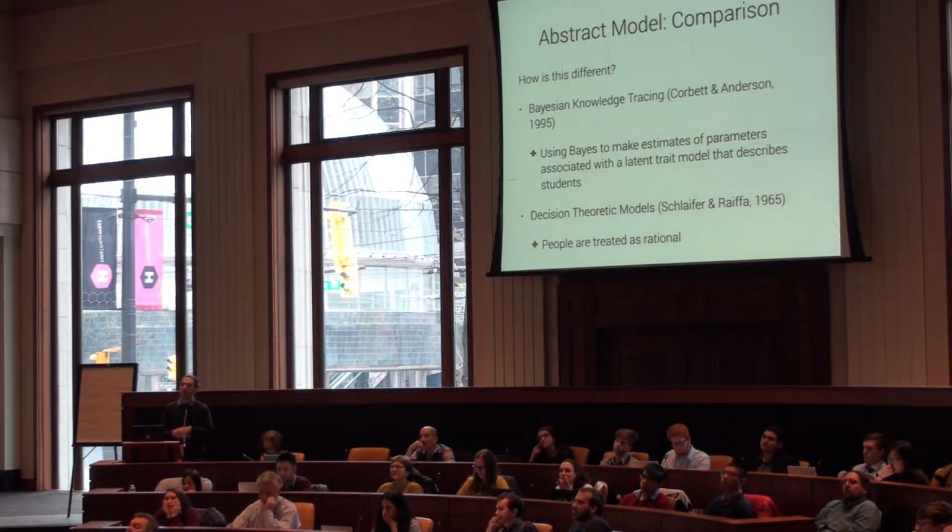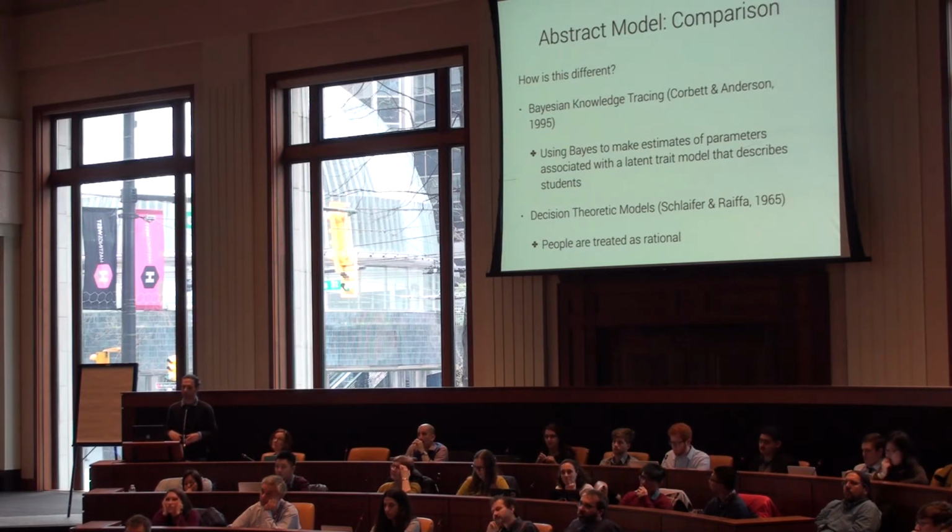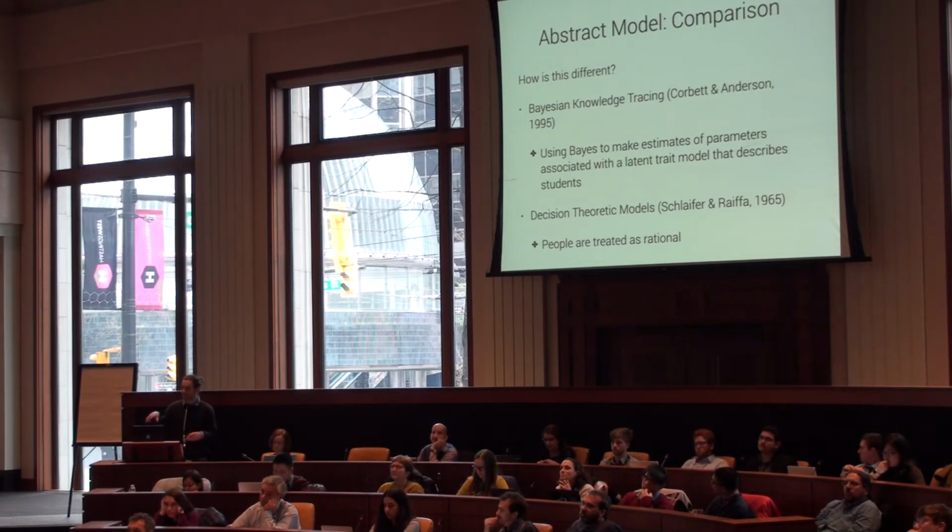So the differences here to the other models that you may have come across in this kind of vein, I mean, Bayesian knowledge tracing is the big EDM model. What they're doing there is they're using Bayes to estimate parameters of a latent trait model. So the model has been developed, and then Bayes is being used to set the parameters, whereas in this case, Bayes is the model. We're using Bayes as the description of our students.